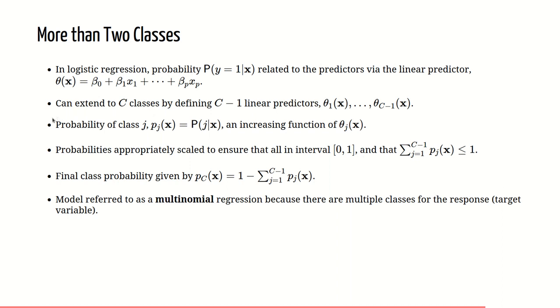Right? So that's the same idea. This is referred to as multinomial regression because there are multiple classes for the response.